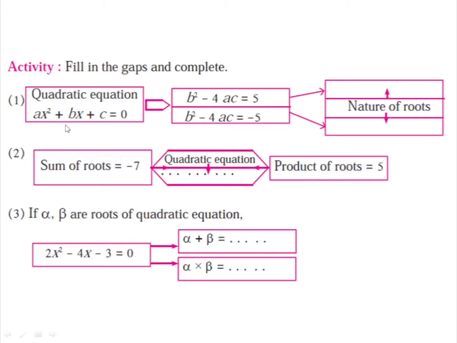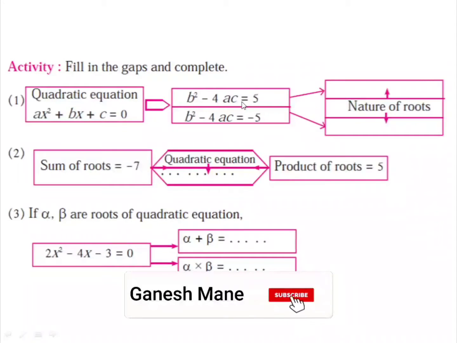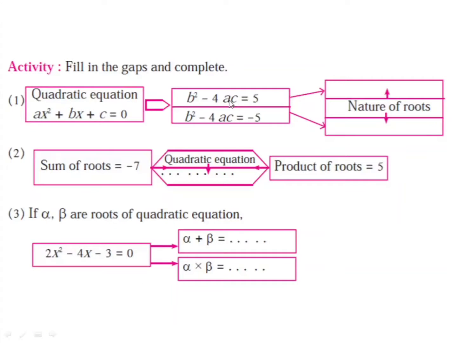ax square plus bx plus c is equal to 0, is given, and here b square minus 4ac, the value of discriminant, is given. So in the first case it is 5 and in the second case it is minus 5, and we have to find the nature of roots. So we can find the nature of roots of a given quadratic equation by having the values of discriminant.